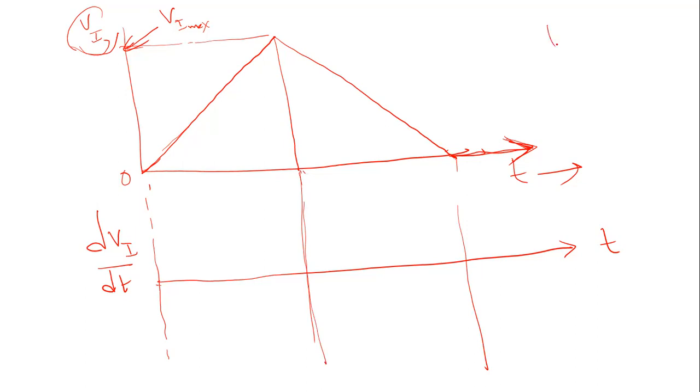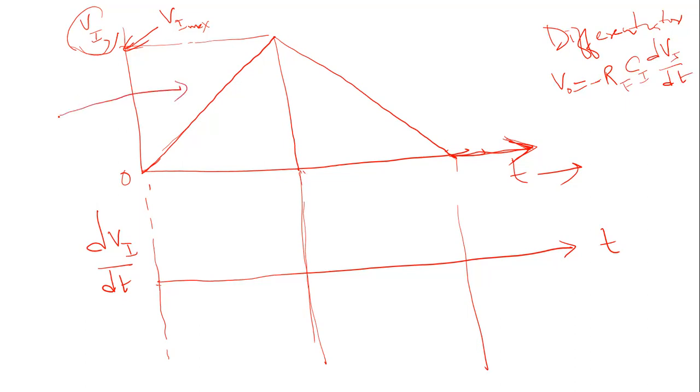Let's say we are considering a differentiator. Yesterday we discussed a differentiator. So you remember that in a differentiator, output voltage is minus of RF CI dVi upon dt. So this was what we have. Let us consider a differentiator, and let's say you have a triangular wave like this as the input. What will be your output here? Can someone make a prediction?